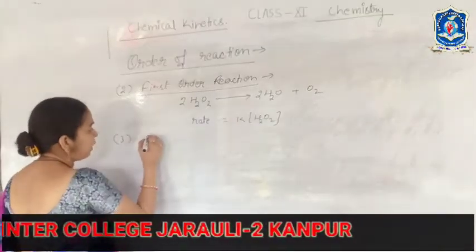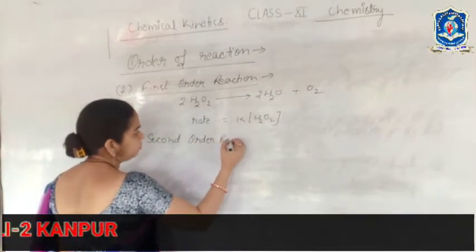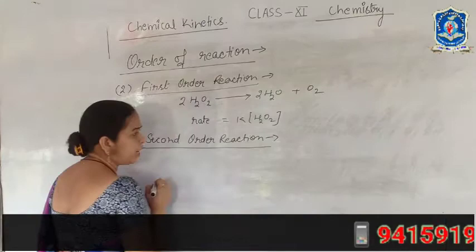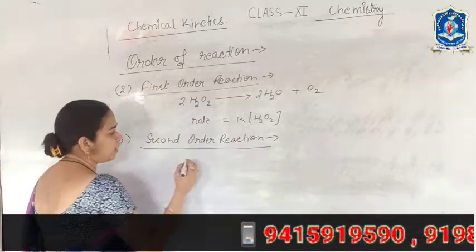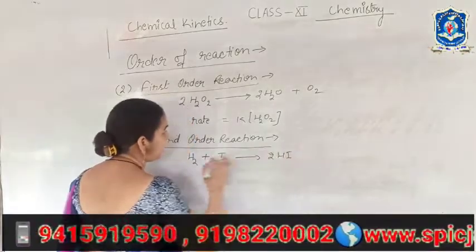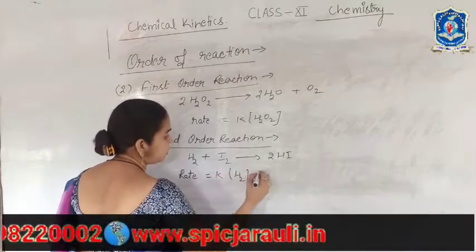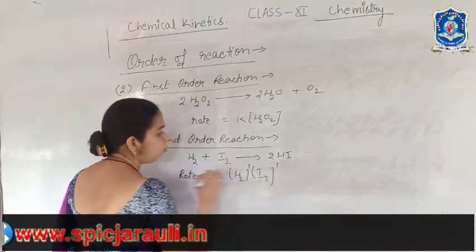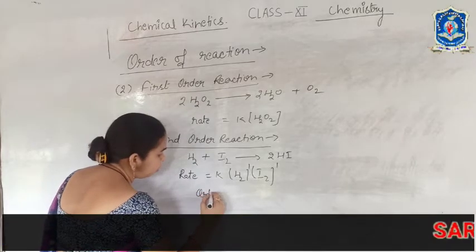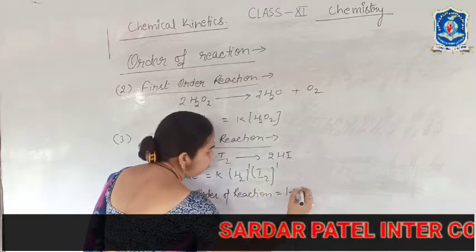Then second order reaction. When the rate of the reaction depends upon 2 moles of reactant molecules, then it is known as a second order reaction, like H2 plus I2 gives 2HI. Here the rate depends upon the concentration of hydrogen as well as the concentration of iodine, 1 molecule each of hydrogen and iodine. The order of reaction is 1 plus 1 equals 2.